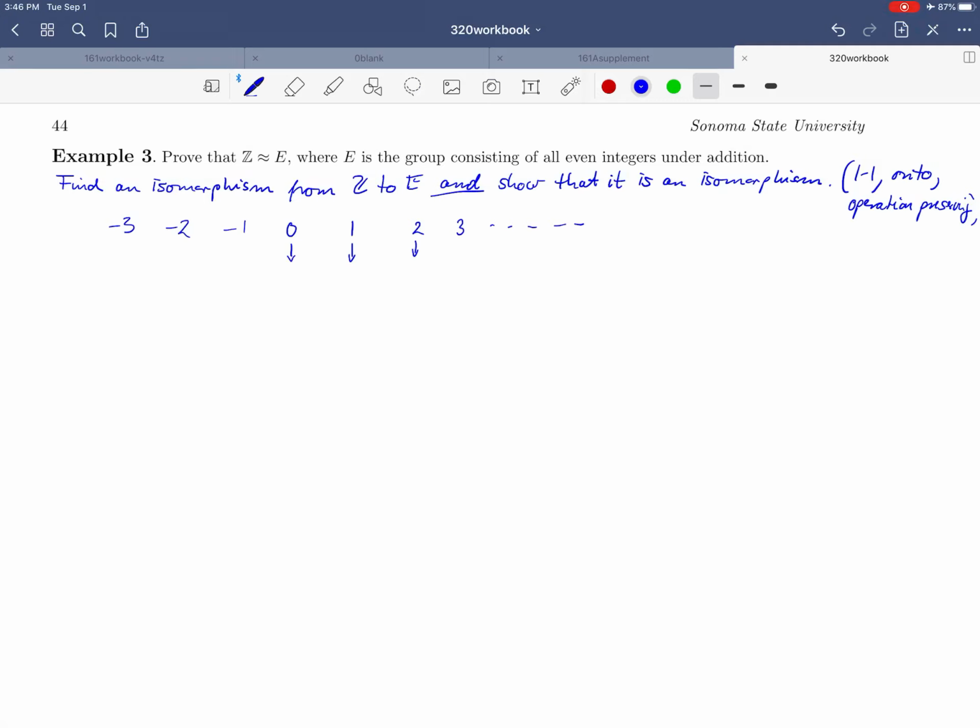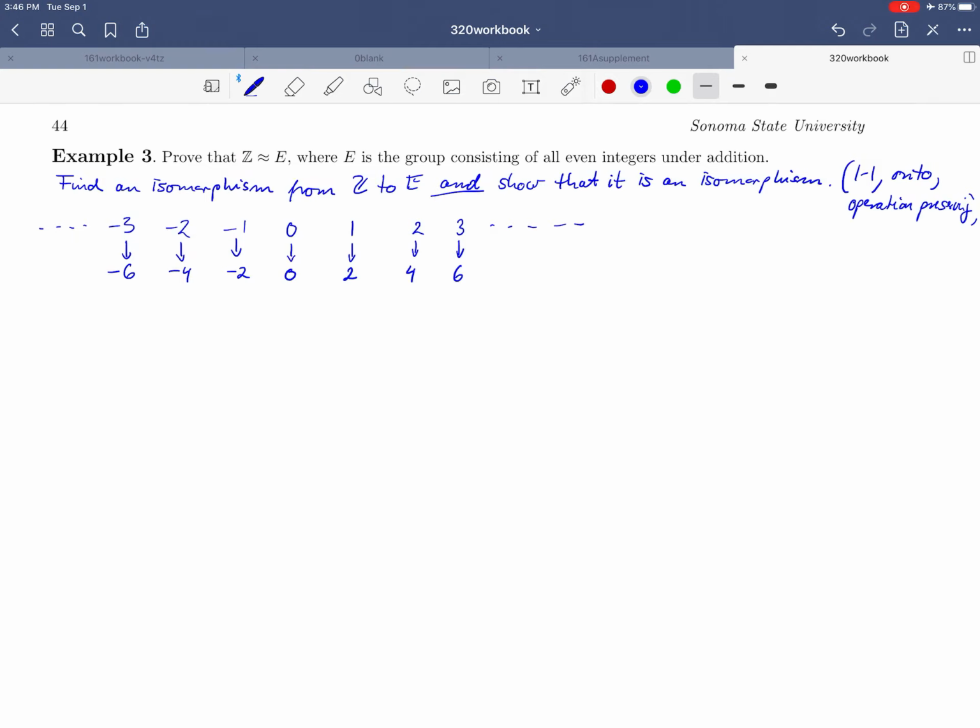One way you can do that, I hope you've thought about it for a little bit. You could send 0 to itself, and then where could we send 1? We could send it to 2. What about 2? We could send it to 4, and 3 we could send to 6. And then -1 we could send to -2. -2 we could send to -4, and -3 we could send to -6. And this scheme would work. I hope you see the pattern here.